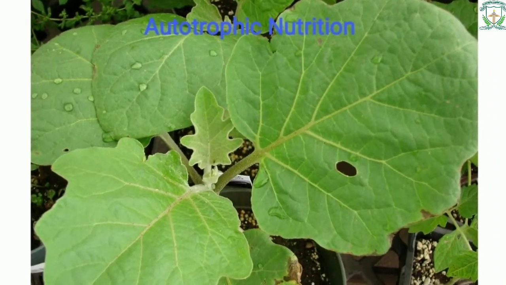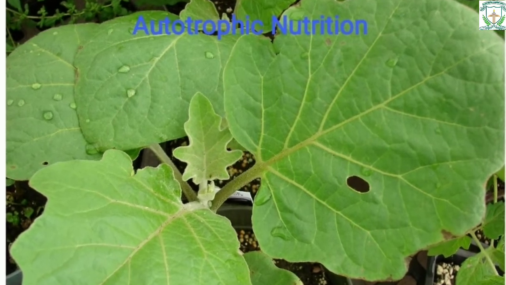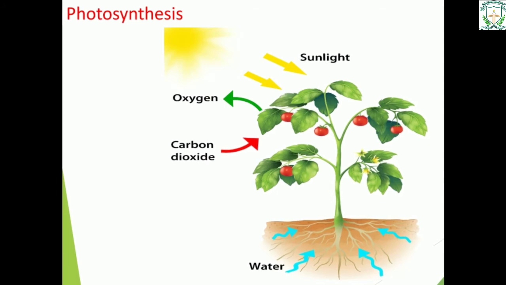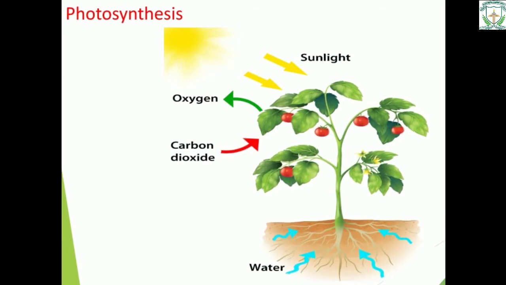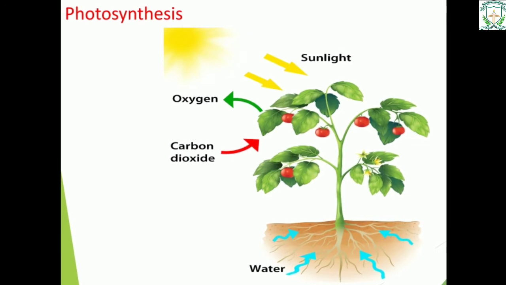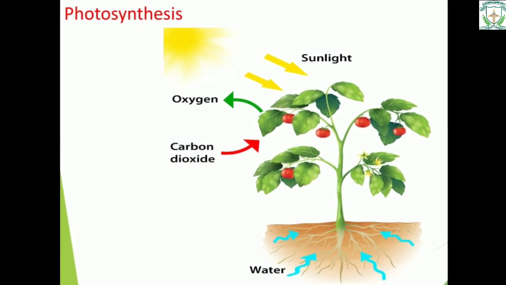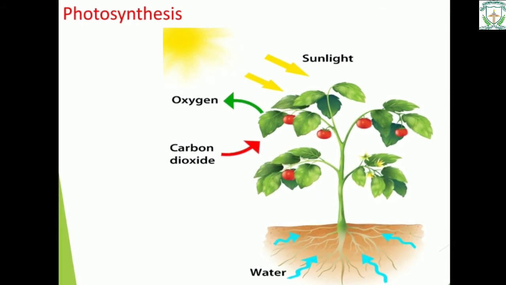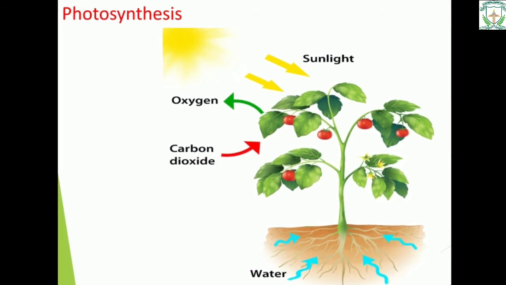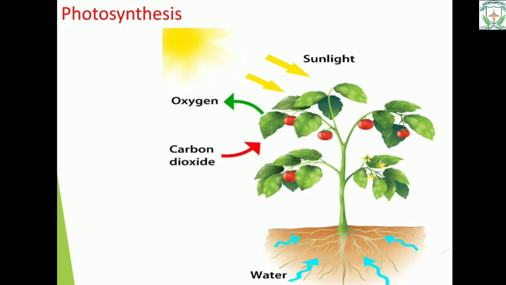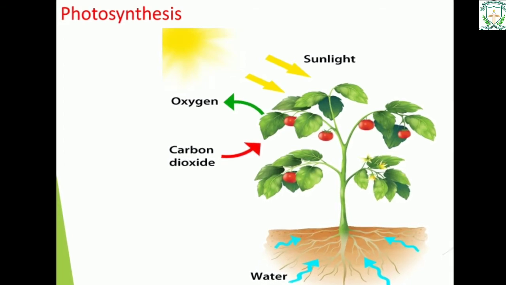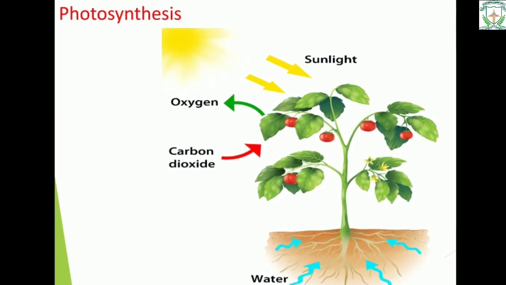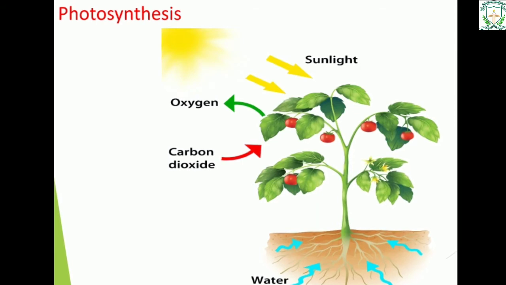Children, how do plants prepare their own food? Through a process of photosynthesis. Then what is photosynthesis? Here, photo means light and synthesis means to prepare. The process of converting carbon dioxide and water into carbohydrates in the presence of sunlight and chlorophyll is called photosynthesis. So which is the carbohydrate which is prepared there? It is glucose.